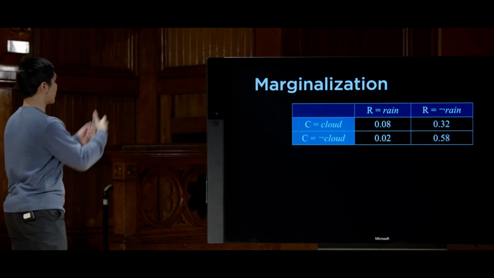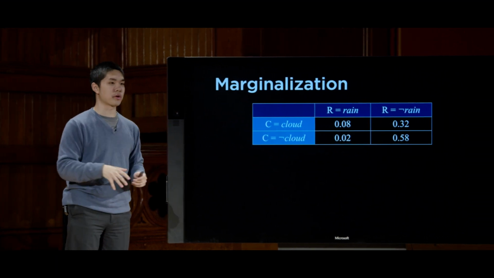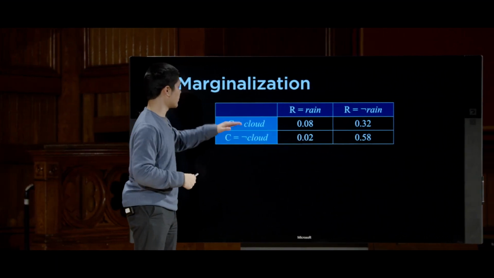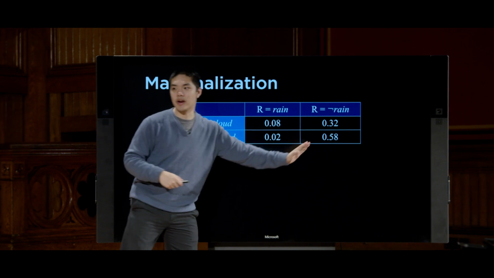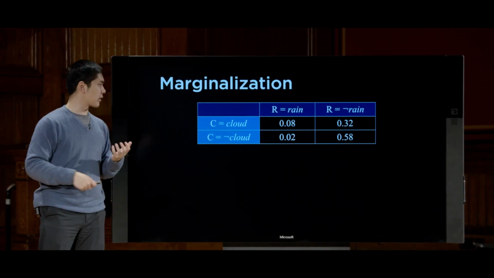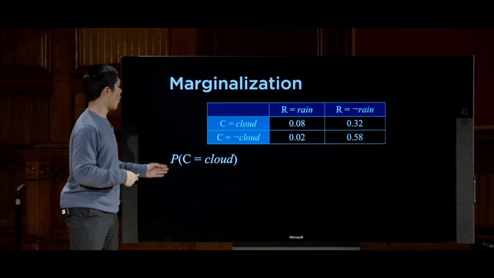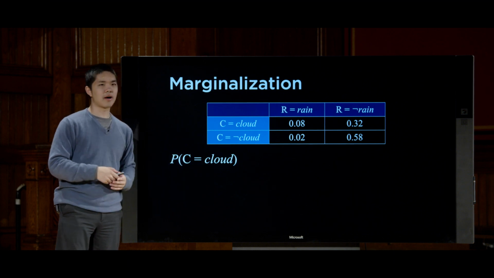So let's take a look at this rule, because it does look a little bit complicated. Let's try and put a concrete example to it. Here again is that same joint distribution from before. I have cloudy, not cloudy, rainy, not rainy. And maybe I want to access some variable. I want to know what is the probability that it is cloudy.